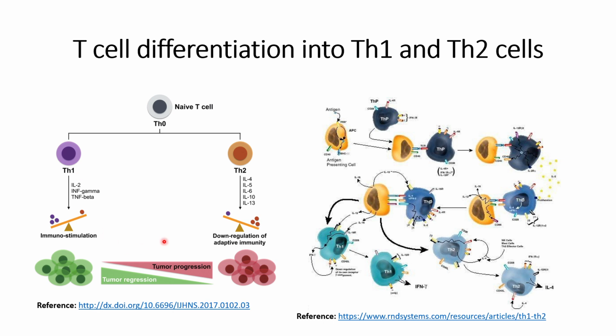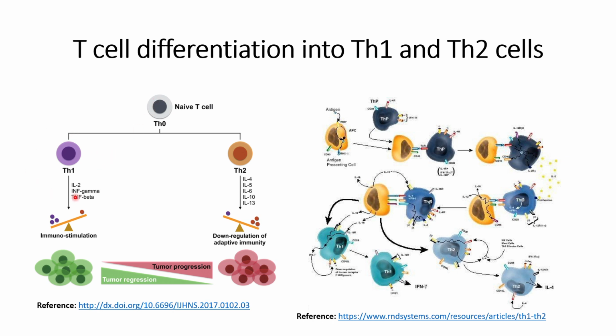So we will start with this. What are the properties of Th1 and Th2 cells? Th1 and Th2 cells are differentiated from naive T cells when they come and interact with the antigen presenting cells. Naive T cells are usually represented as Th0 cells.